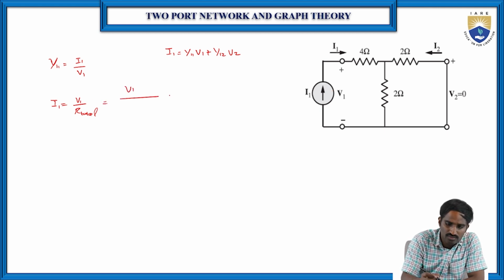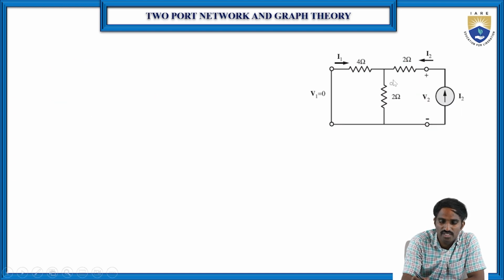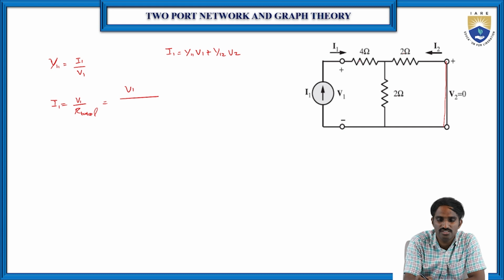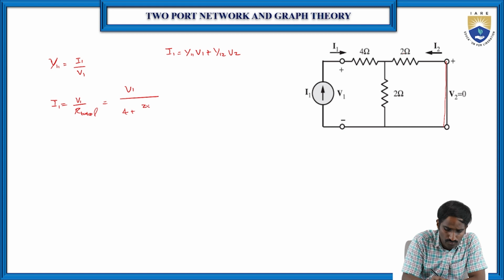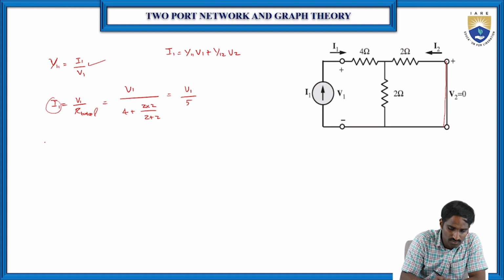So of course, as you can see, if you short circuit this terminal, then the 2 ohms and 2 ohms are in parallel, and the combination is in series with the 4 ohms. So I write 4 plus 2 into 2 by 2 plus 2, which is nothing but V1 by 5. Then substitute this I1 value in this equation. So Y11 is equal to I1, which is V1 by 5, over V1. V1 gets cancelled, then you will get 1 by 5.